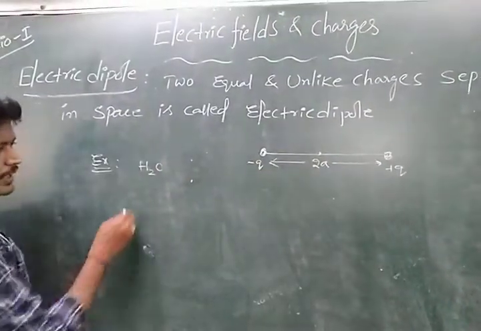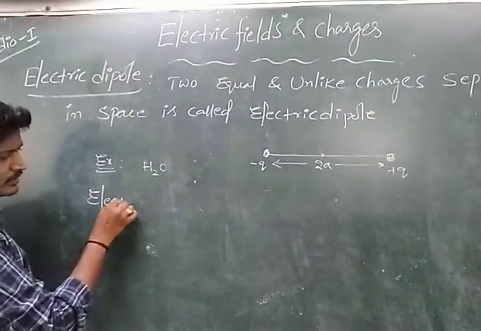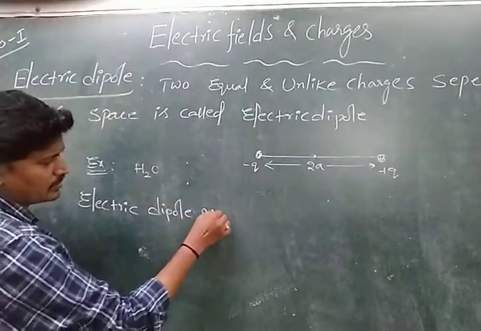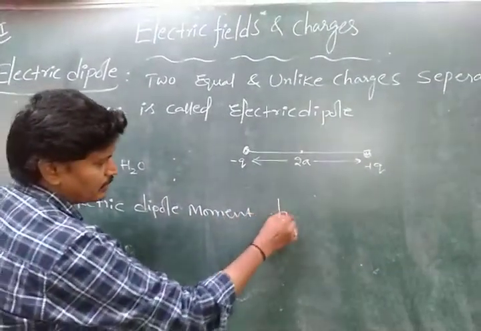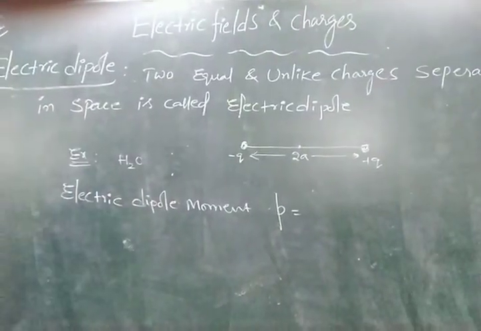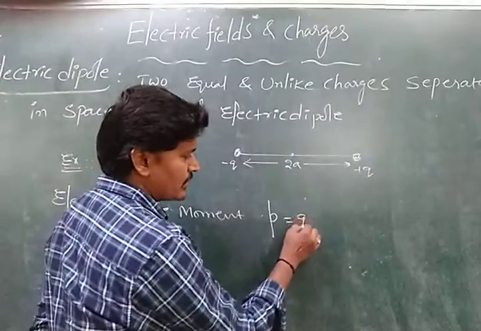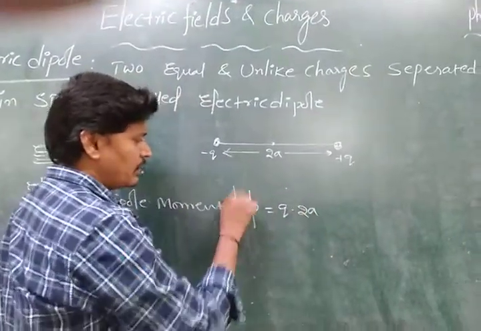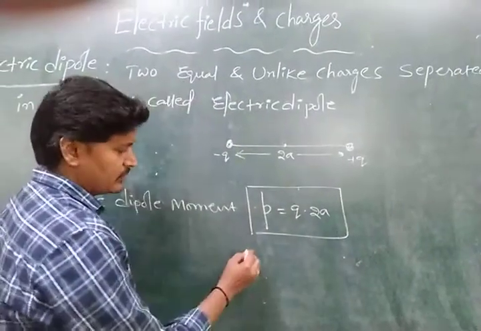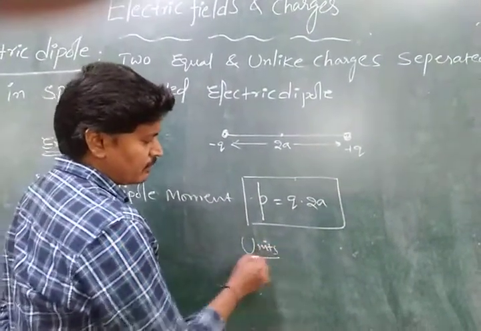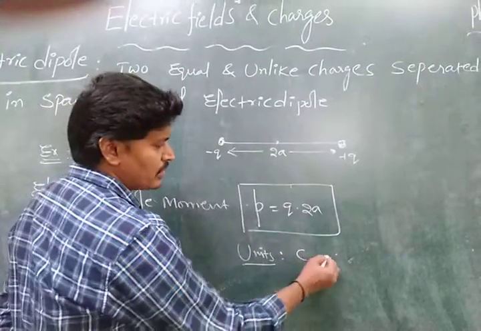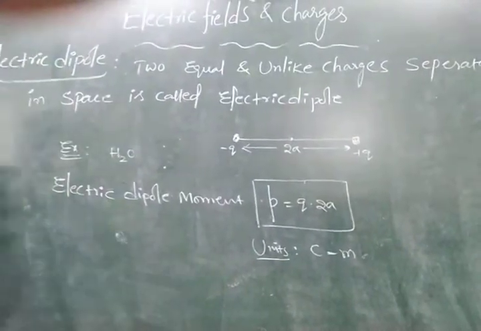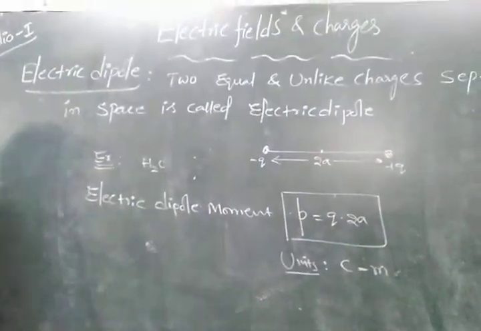Now the electric dipole moment. The electric dipole moment is denoted by the letter P, and it is equal to the product of charge and the separation between the two charges, that is 2a. So this is called the electric dipole moment. The unit for the electric dipole moment: charge is measured in coulombs and distance is measured in meters, so the unit is coulomb meter.